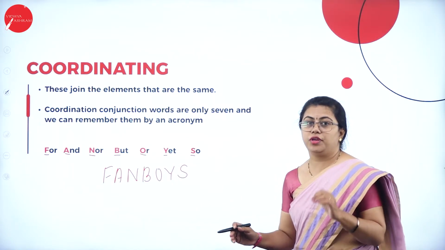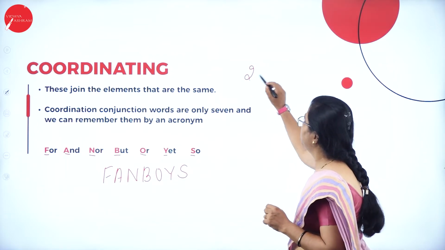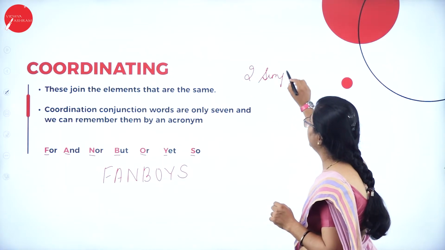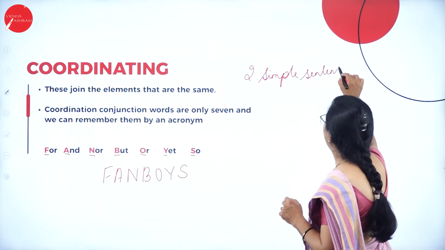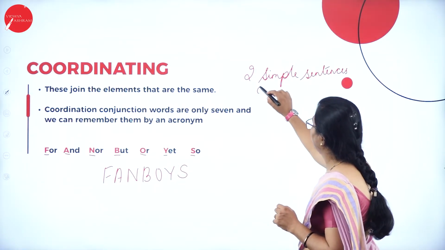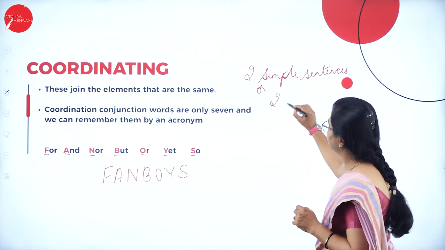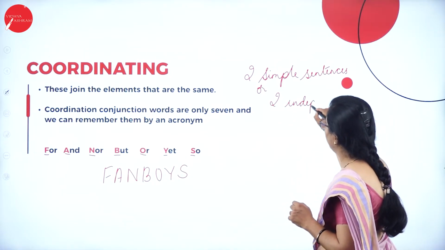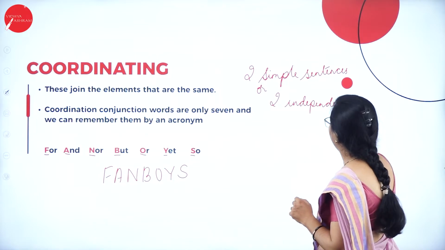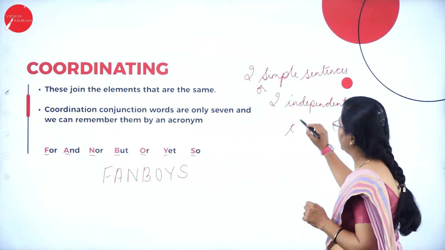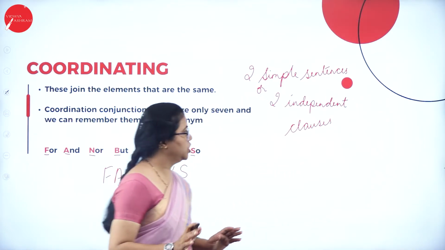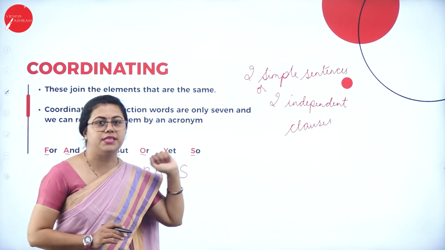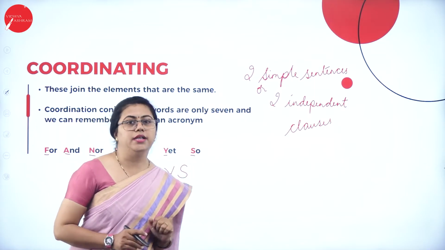These are the conjunctions which join two simple sentences. What are simple sentences? That we have to understand. Simple sentences are also called independent clauses. Now you know what clauses are, right? So independent clauses, you must be able to understand easily. Coordinating conjunctions are those which join two simple sentences or two independent clauses.